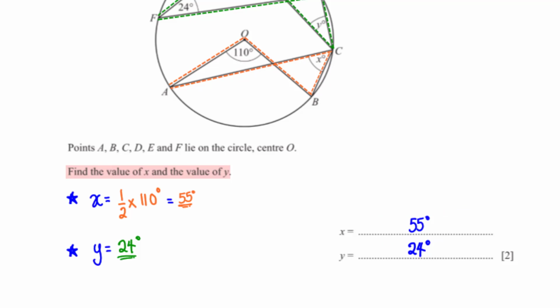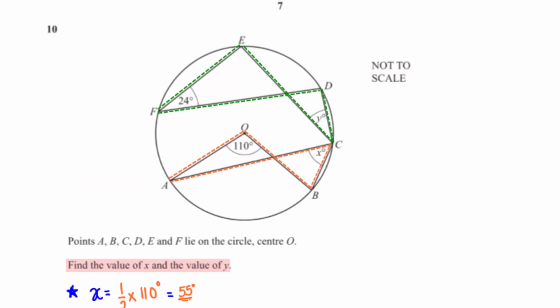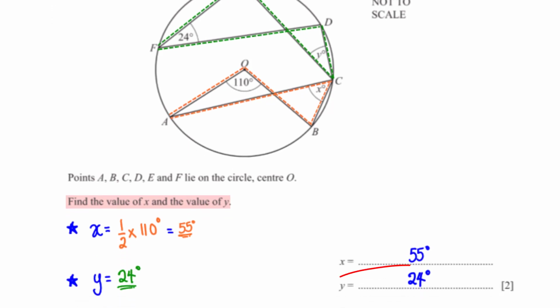So to find angle y, we know that the angle subtended by chord ED at one point on the circumference of the circle is equal to the angle the same chord subtends at another point on the circumference of the circle. And so this means that y is equal to 24 degrees.